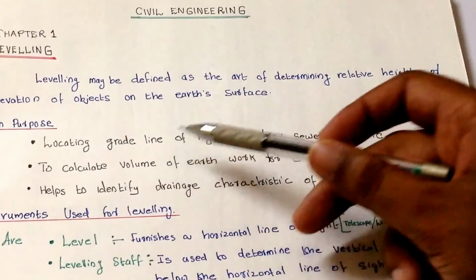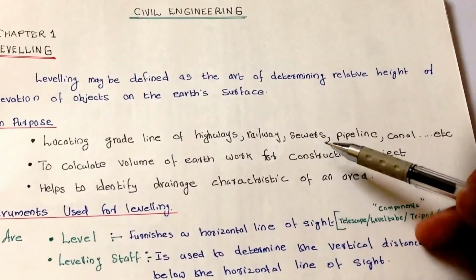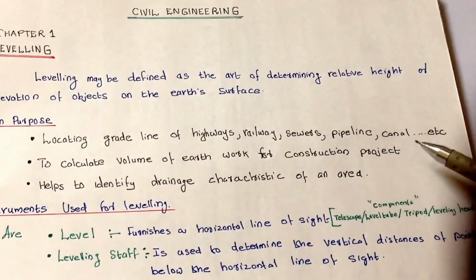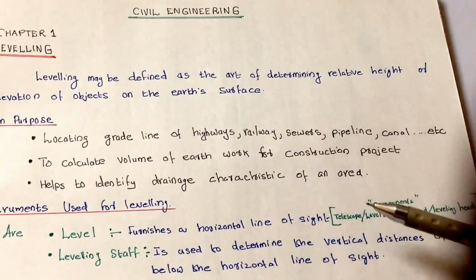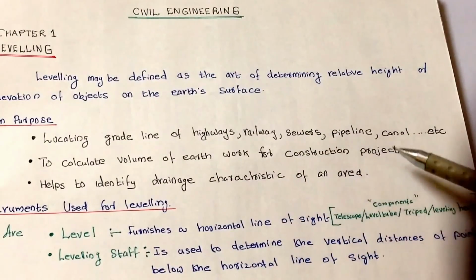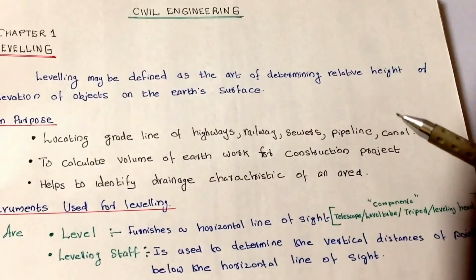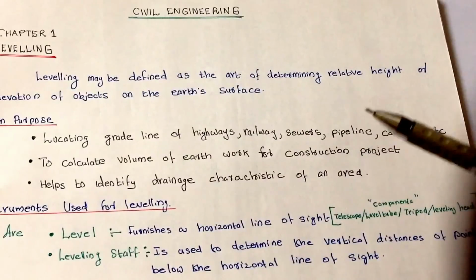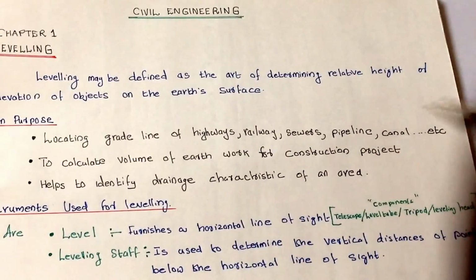The main purpose is locating the grade line of highway, railway, sewers, pipeline, canal, etc. One of the purposes is locating the grade line of these places. And another is to calculate the volume of earthwork for a construction project. So if you are going to make a construction or something like that, you have to know how much work is required because of the relative heights, elevations of the place or the surface. You must calculate the earthwork.